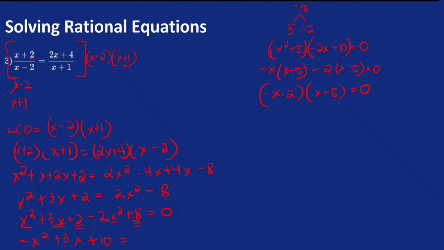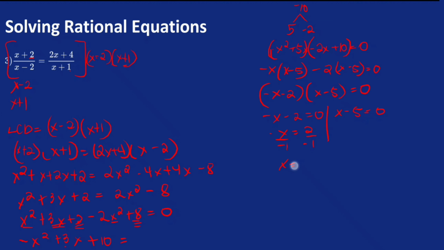And to get the solutions, just separate the factors and equate them to 0. So this is negative x minus 2 equal to 0 and x minus 5 equal to 0. So it will give us negative x equal to positive 2 divided by negative 1.